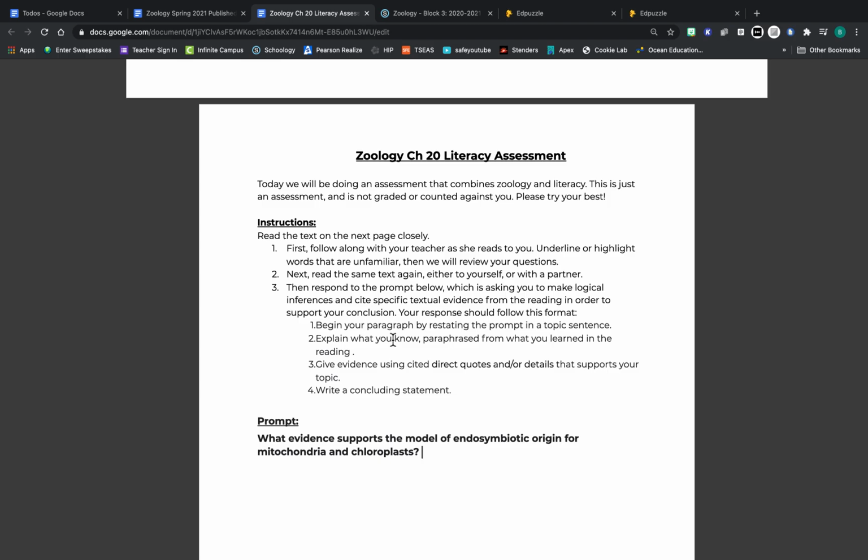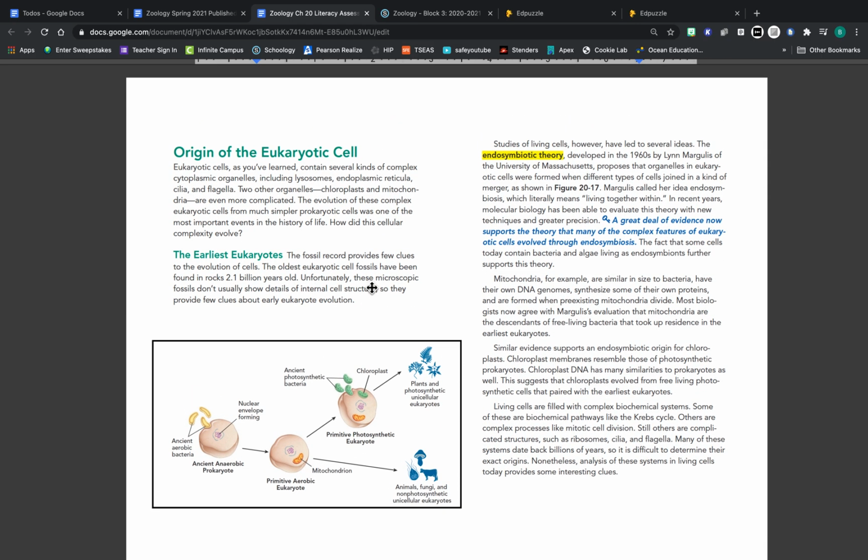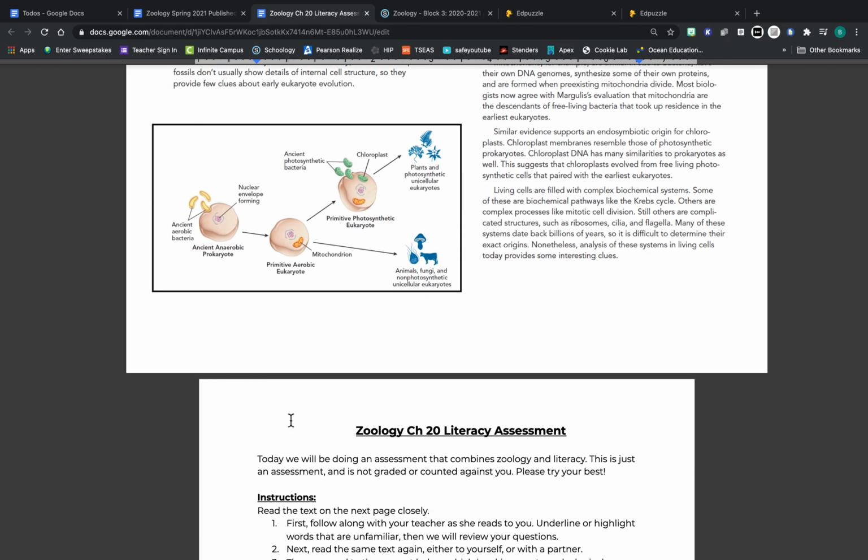And then in class, what we're going to do is I'm going to read it to the students in class, and then you're supposed to highlight words that are unfamiliar. You don't have to do this part. Basically, just try to read this a couple of times. Make sure you understand it. If, for instance, you don't know what this word organelles means, then look that word up. So try to understand the text before moving on to the prompt.